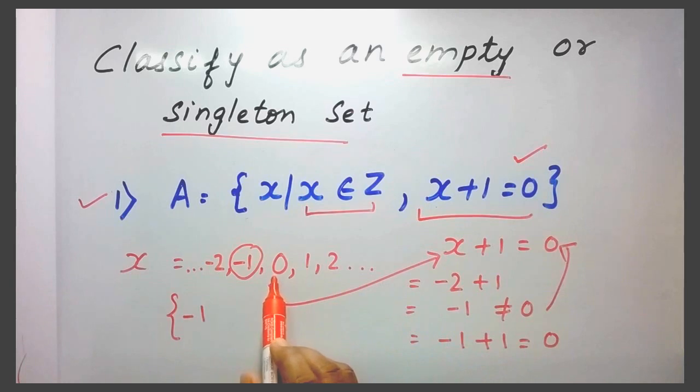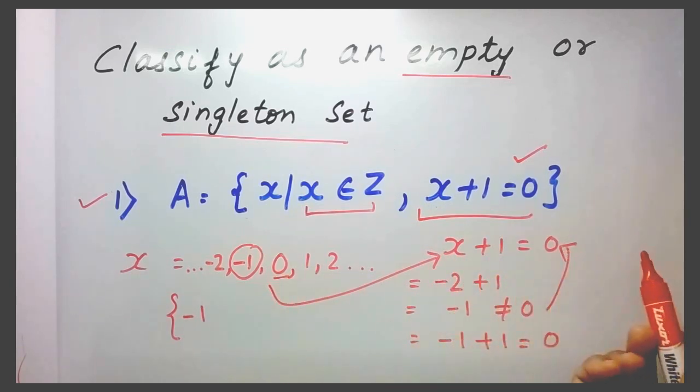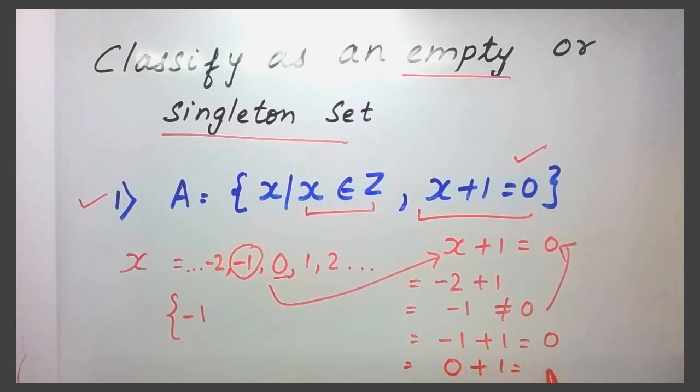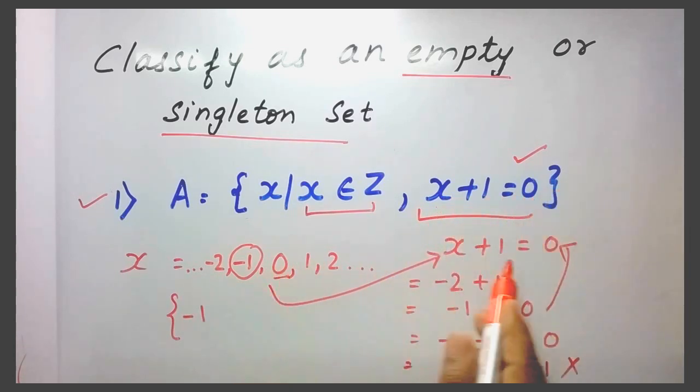Let's see if we put 0 also. 0 plus 1 will be 1, so it does not satisfy. In the place of x if we put 0, 0 plus 1 is 1. Still it does not satisfy the equation. If you take 1, 1 plus 1 will become 2. And for the rest of the numbers, no other number will satisfy.